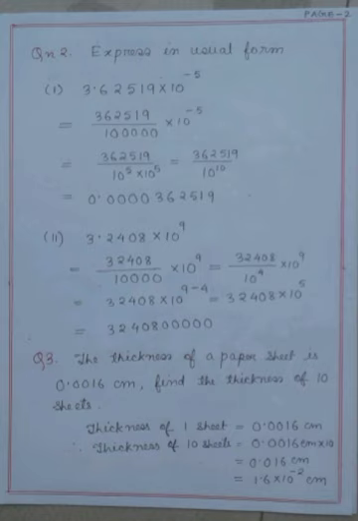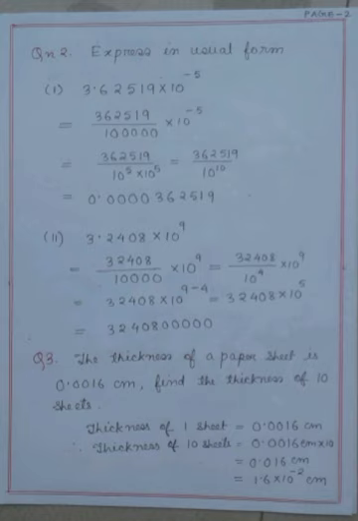Question number 2, 3.2408 into 10 to the power 9, which I can write as 32408 divided by 10,000 into 10 to the power 9, which is equal to 32408 divided by 10 to the power 4 into 10 to the power 9. I can write it as 32408 into 10 to the power 9 minus 4, which will give 32408 into 10 to the power 5 is equal to 324080000.